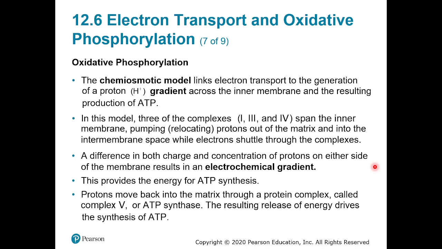The difference in charge and concentration of protons on either side of the membrane is going to give us what's called an electrochemical gradient. This is the same thing that charges up batteries. Okay? And so you build up an electrochemical gradient, which is what's going to power that complex 5 eventually. This is going to be where you take those protons and move them back into the matrix through that protein complex. This is going to be called complex 5 or ATP synthase. ATP synthase, synthesizing ATP, right? Yeah. This is going to be a resulting release of energy, and it will drive the synthesis of ATP.